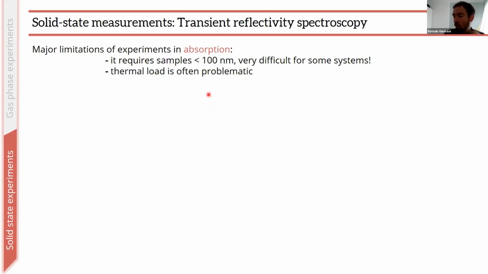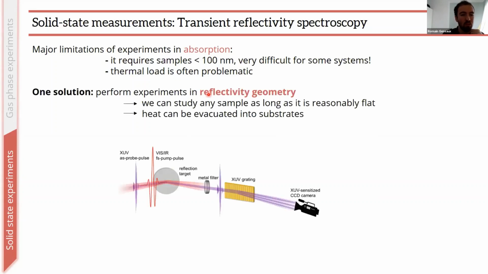And so one solution to this problem that people have found is to now perform experiments in reflectivity geometry. Because if you do things in reflectivity, you can actually use very thick samples, because you just reflect off of the surface. And the only constraint is that it needs to be reasonably flat. So you don't want something that's too rough, because it's going to scatter the XUV. But as long as it's flat, you can measure it. So this opens up a lot of things as to what kind of samples we can study. And then the second good thing is that you have a big substrate below your sample, and so you can evacuate all the heat to that substrate. So that's an interesting development.